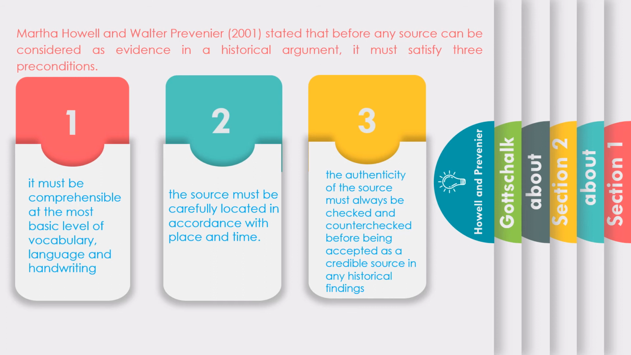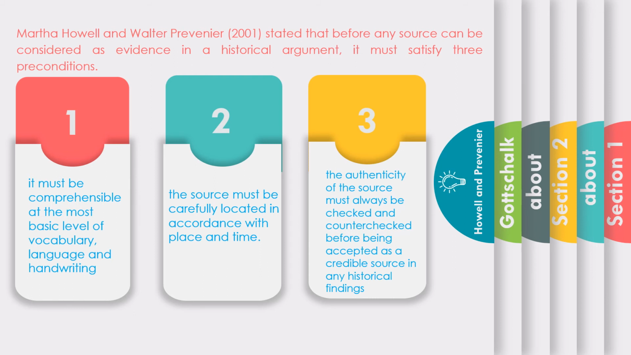So it must have an author, composer, or writer, and the location where it was produced or published should be noted for checking of authenticity and accuracy. So it has date and place. That is really important. And third, through the first two preconditions, the authenticity of the source must always be checked and counter-checked before being accepted as a credible source in any historical findings.